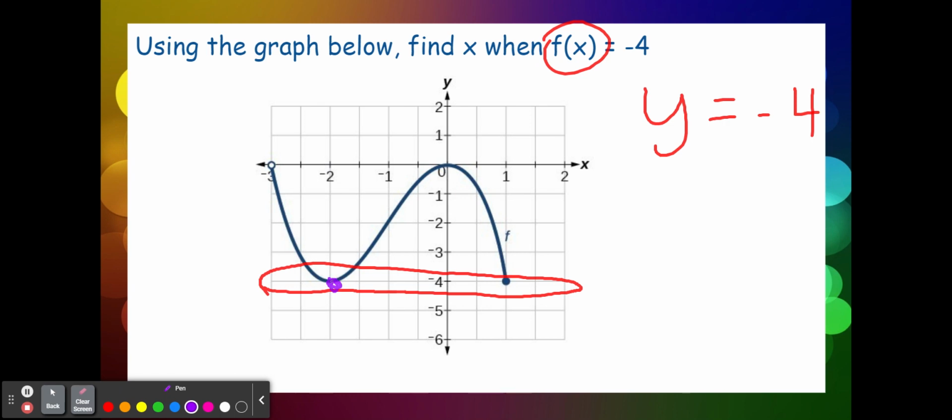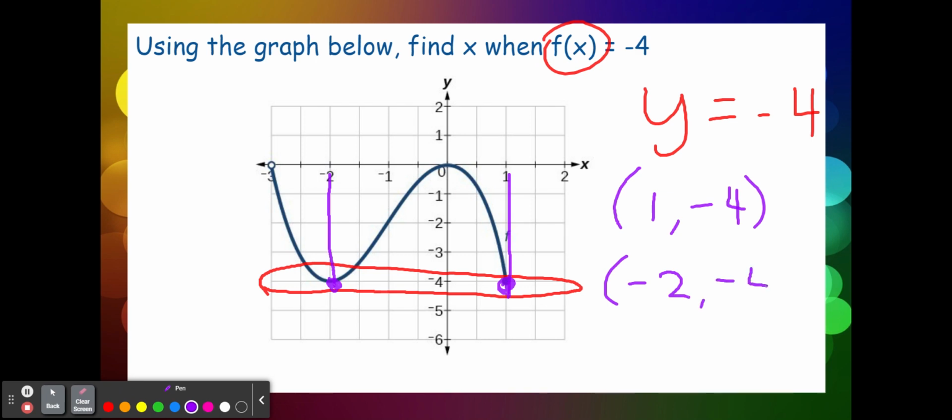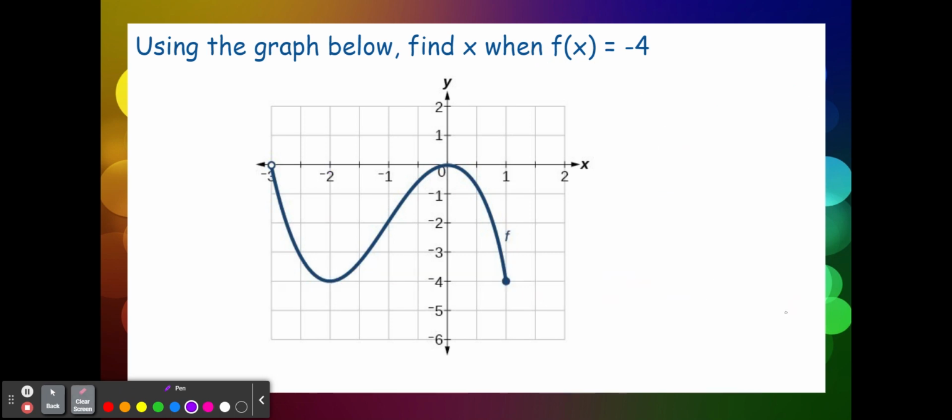If you notice that it hits here, and it obviously hits here. So the first place that it hits on the x is 1. The second place is here at -2. So I can say we have 1 comma -4, and the second one is at -2 comma -4. Those are the two ordered pairs that have a y value of -4.